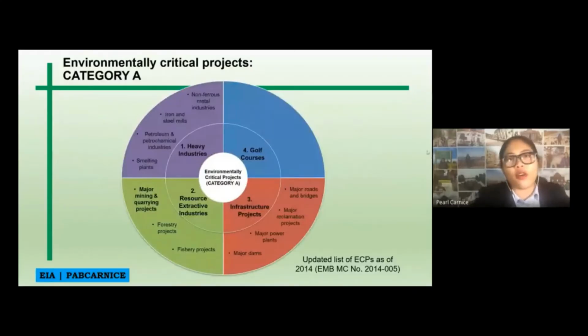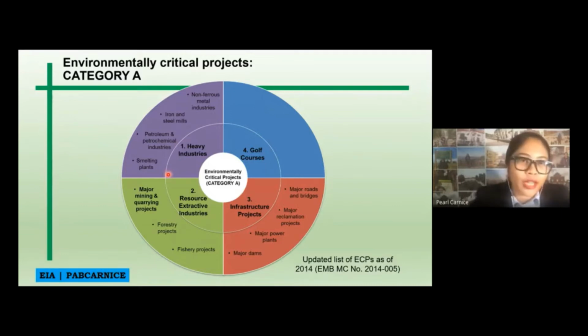So this is the first category. I hope you can see it on your end. These are the category A, which is the environmental critical projects. The first one is heavy industries. Everything that is a heavy industry project will really require an ECC. Examples are non-ferrous metal industries, iron and steel mills, petroleum and petrochemical industries, and of course, smelting plants.